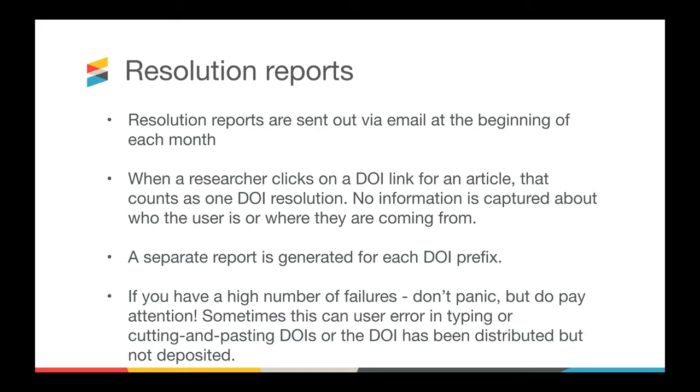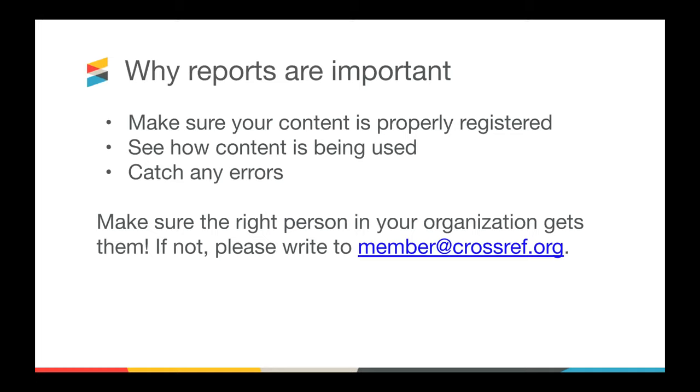If you have a high number of failures, which it will show in the report, don't panic, but please do pay attention. Sometimes this can just be a user error in typing or cutting and pasting DOIs incorrectly and then trying to resolve them. But it could also alert you to a DOI that has been distributed but not yet registered. The reports are a really good way to check that the DOIs that should be registered are with us, and those that are registered are done so correctly. Make sure that the right person in your organisation is receiving the reports. If you find that it's not the correct person, then you can contact our membership team on the email address on the slide.